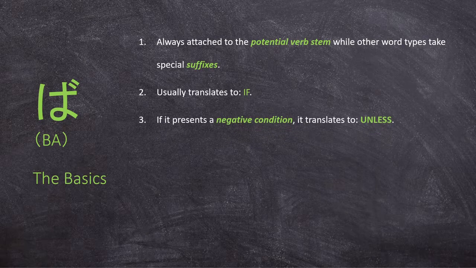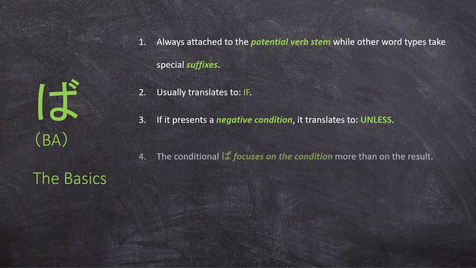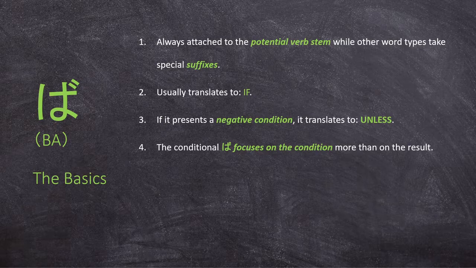Now, the third thing that you need to remember is that ba is frequently shown with negative conditions and then it translates to unless. The fourth thing is that the conditional ba focuses more on the condition than on the result, and you will notice this subtle change of focus and of highlight in a sentence whenever you use ba, because the conditional ba is always stressing what is the trigger that needs to be fulfilled in order for the result to happen. So naturally, your mind and your eyes will be drawn to that first part of the sentence, to the ba clause.